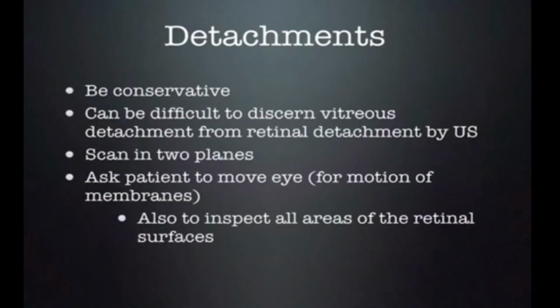Again, with detachments, be conservative. It can be difficult to discern a vitreous detachment from a retinal detachment using ultrasound. Always scan in two planes, from side to side, top to bottom. Look at the extent of the ultrasound because a small retinal detachment can be difficult to see, particularly when it's on the periphery. Ask the patient to move their eye back and forth, and you look for motion of the membranes. If there's a detachment that's layering posteriorly, it will help move it off of the posterior structures and you can see it floating in the vitreous. This will help you identify the retinal detachment.